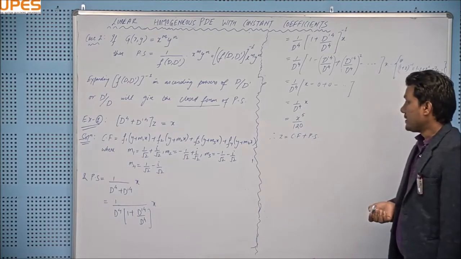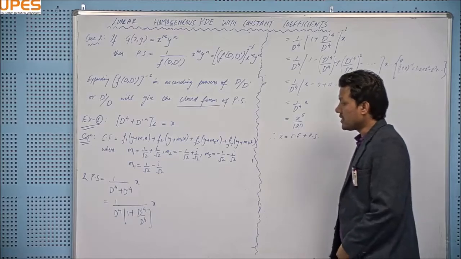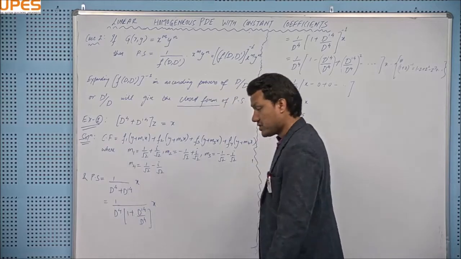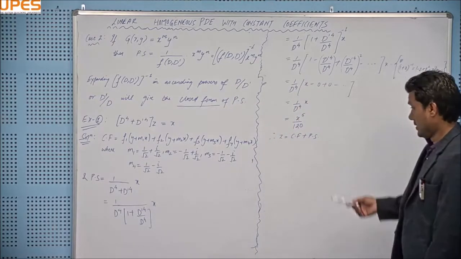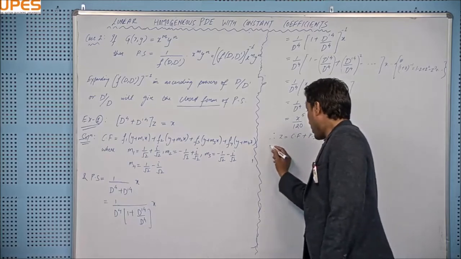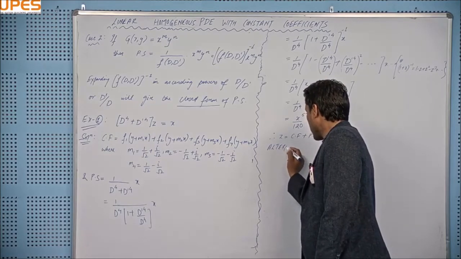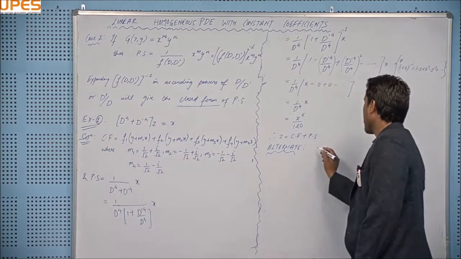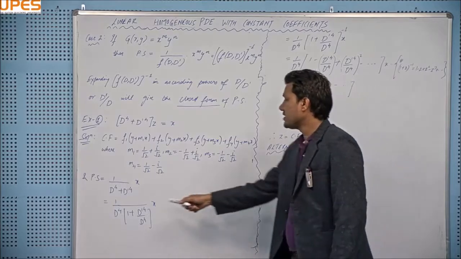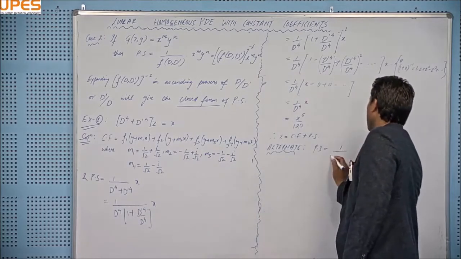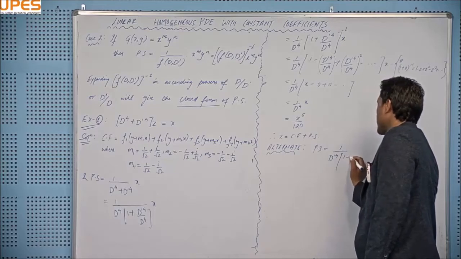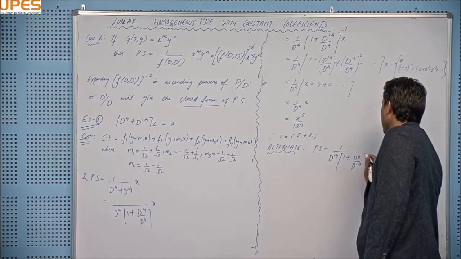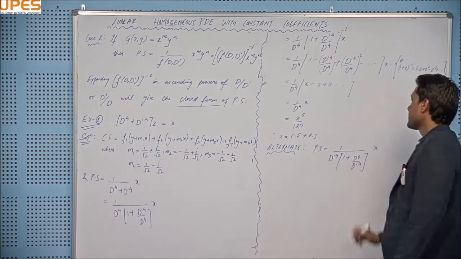Okay. And let me try to do this another way. Instead of taking D^4 common, if I take D'^4 common from the denominator, then what will be my answer? Let me write it alternately to find this PI. PI equals, I will take D'^4 common this time, 1 upon D'^4 times (1 + D^4/D'^4) of x.